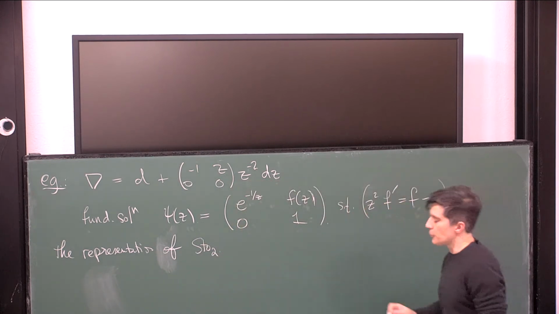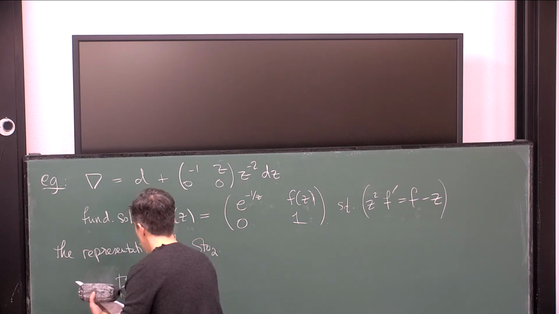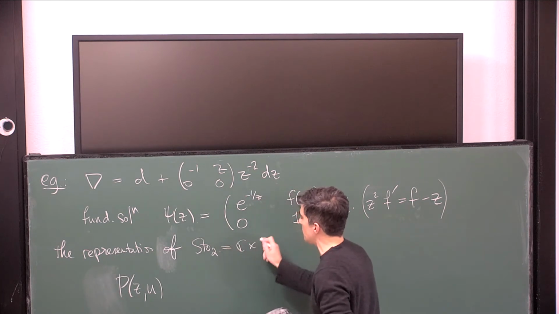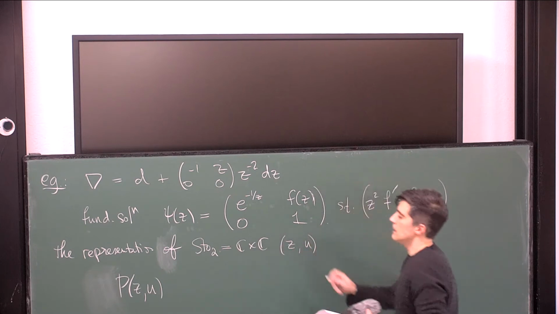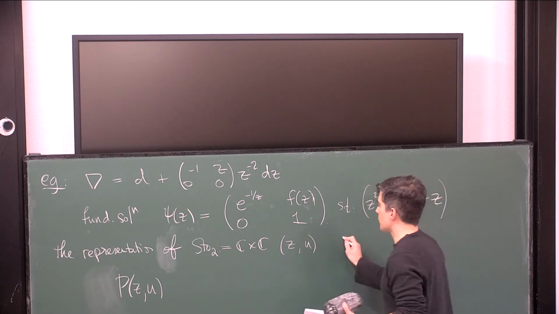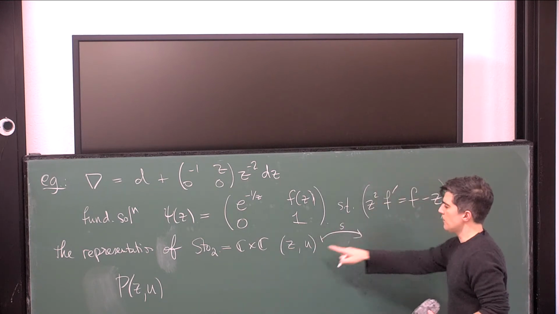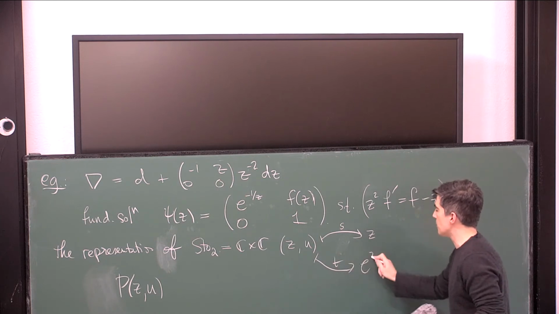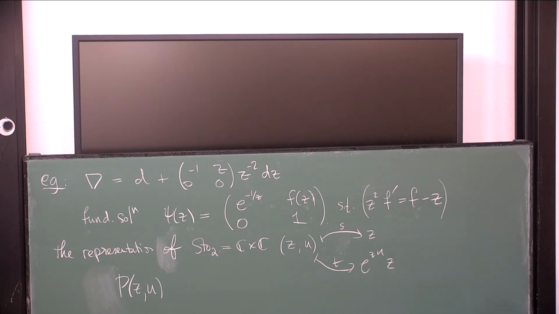So this is a representation of Stokes. And the representation would be this. It would be P, Z, U. Remember, Stokes 2 looks like C cross C with coordinates Z and U. And the source of this is an arrow going from Z. That's the source. And the target would be e to the zu z. So it's different from the one that we studied in the exercise session.